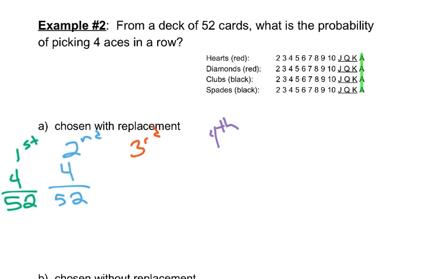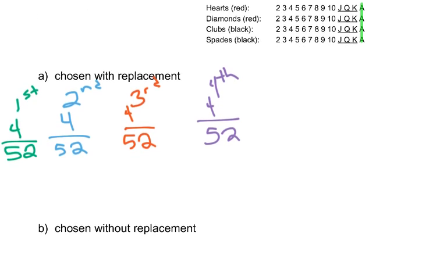You place that card back in the deck now and draw your third card. There's still 52 cards in the deck, and there's still 4 aces in the deck. So for the third card, the probability is 4/52. And lastly, after you place that card back in the deck and you go to draw your fourth card, there's still 52 cards in the deck and there's still 4 aces in the deck. So in this scenario, it's your first card, followed by your second card, followed by your third card, followed by your fourth card. So this is a multiplication of those 4 individual probabilities.